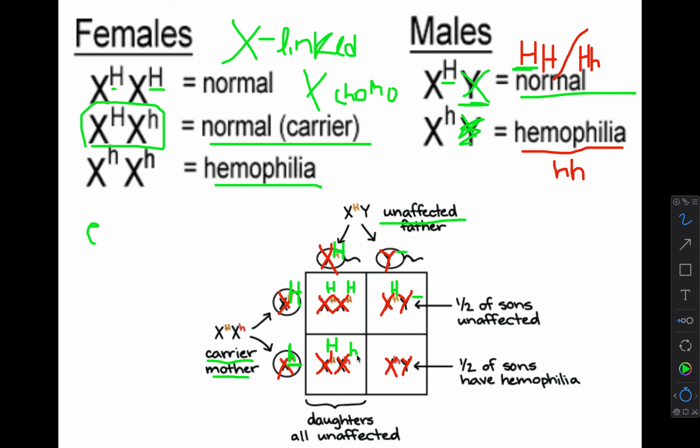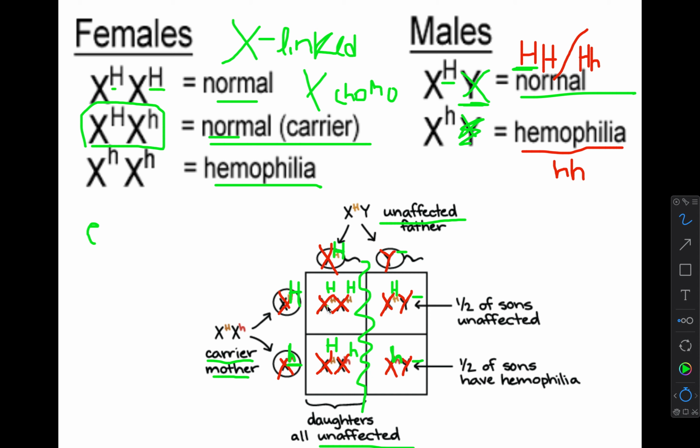lowercase h. Good. And over here, nothing goes on the Y because it doesn't even exist on the Y chromosome. It's only on the X-linked chromosome. And lowercase h, right, goes on the X. So now when we look at this, we see that we divide it down the line because these are males and these are females. So all of the daughters are unaffected, right? Because they are capital H, or heterozygous, which means that they are all normal. None of them have hemophilia.